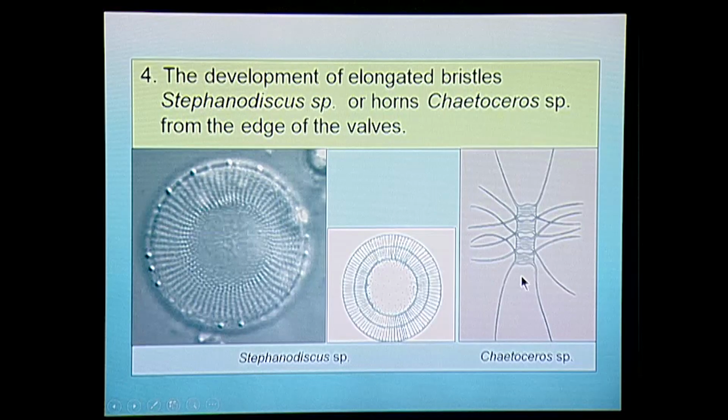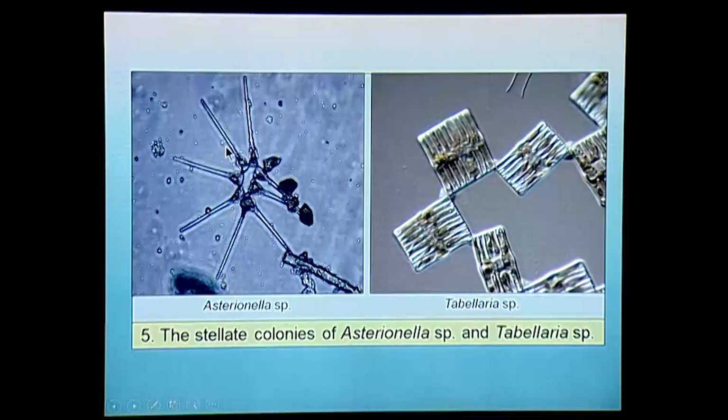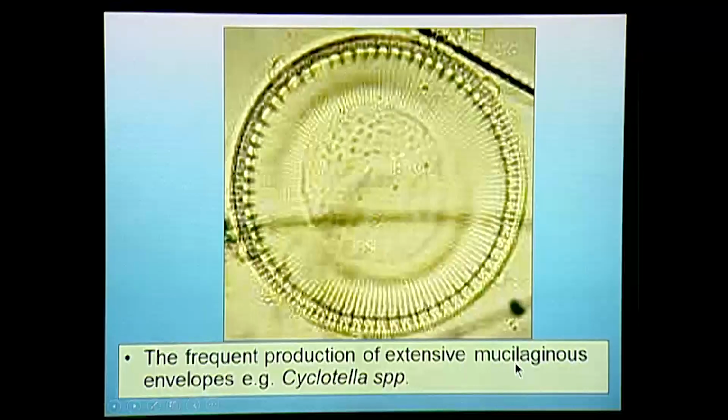This is an individual Chaetoceros which are joined together. The Asterionella species form a colony by mucilage linkage, and the Thalassiosira species also form colonies. They always stay in colonies unless or until they are broken away due to some conditions.